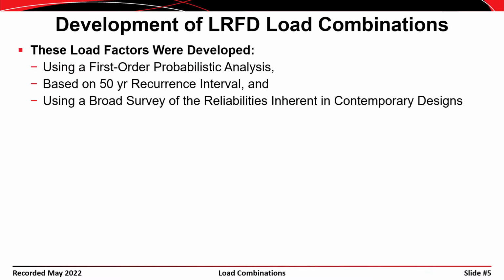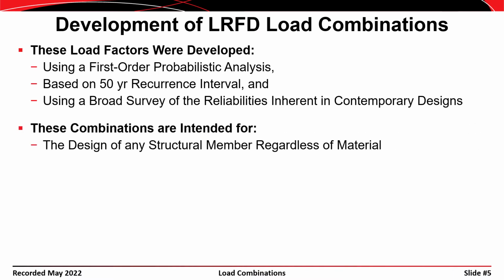The load combinations, the load factors that we're calculating for these combinations, were developed using a first-order probabilistic analysis. They're based on a 50-year recurrence interval, and they're calculated using a broad survey of reliabilities that were inherent in contemporary designs. So basically, they looked at buildings that were designed using allowable stress design or load factor design, and they calibrated the load factor so that they would get approximately the same level of reliability out of the newer structures.